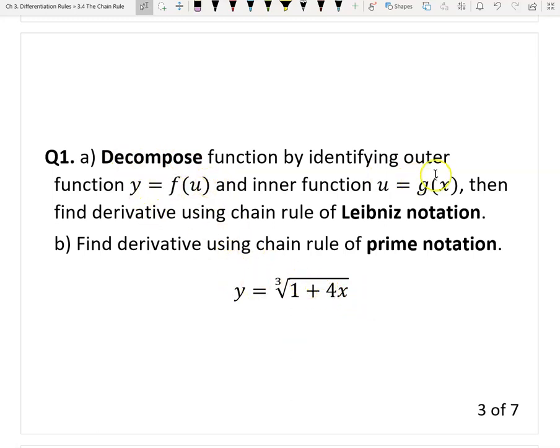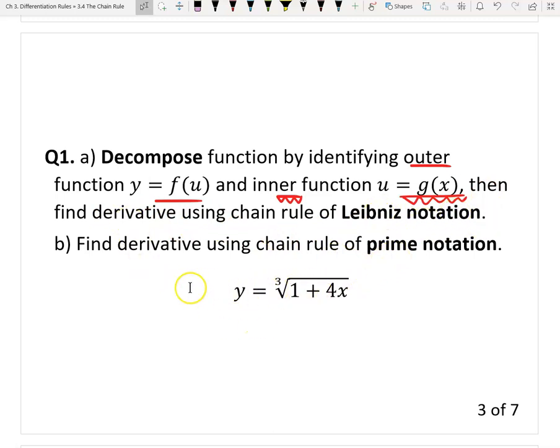So the order is, we have to follow: decompose. The order is F, the outer, and G is the inner. Okay, we have to use this notation. First step, decompose. The second step asks us to find the derivative using Leibniz notation. Of course, the chain rule in Leibniz notation.